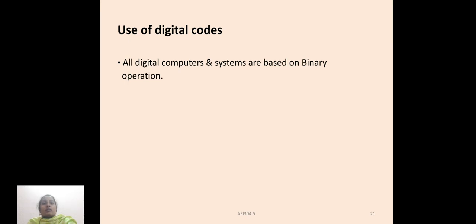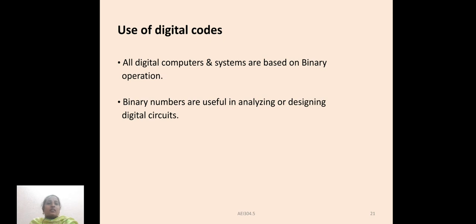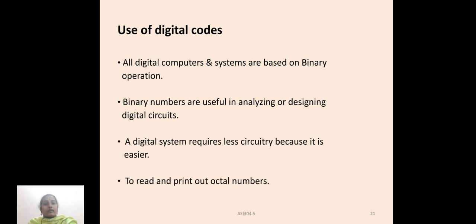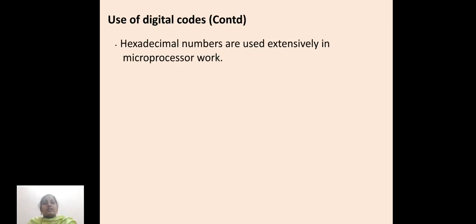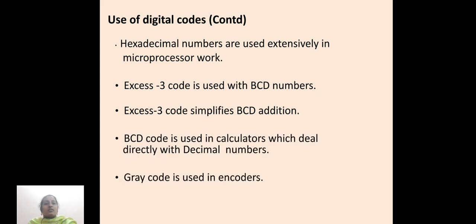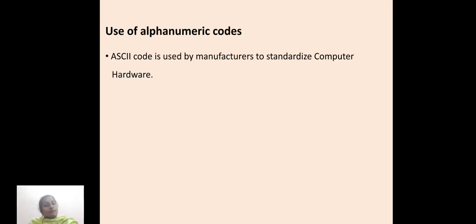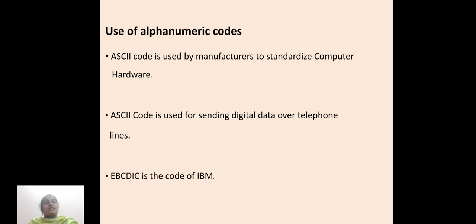So next, see here, what is the use of digital codes? These codes are used in all digital computers, systems, and all electronic gadgets that work with binary operation. Less circuitry, very easy. Of course, hexadecimal numbers are used extensively in microprocessors. All binary and hexadecimal number systems and accessory codes are used in microprocessors, microcontrollers, and digital electronics. Okay, some other code is also there, that is ASCII code. ASCII means American Standard Code for Information Interchange.